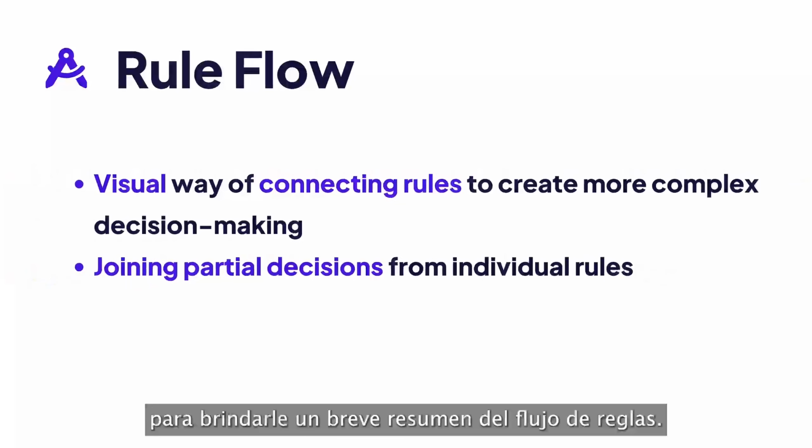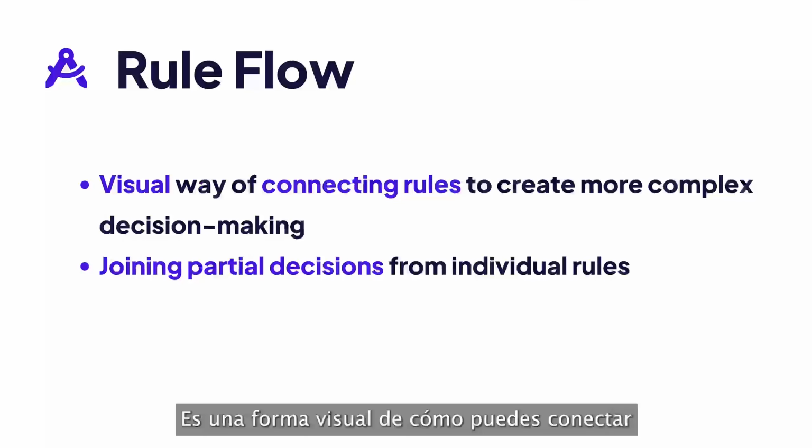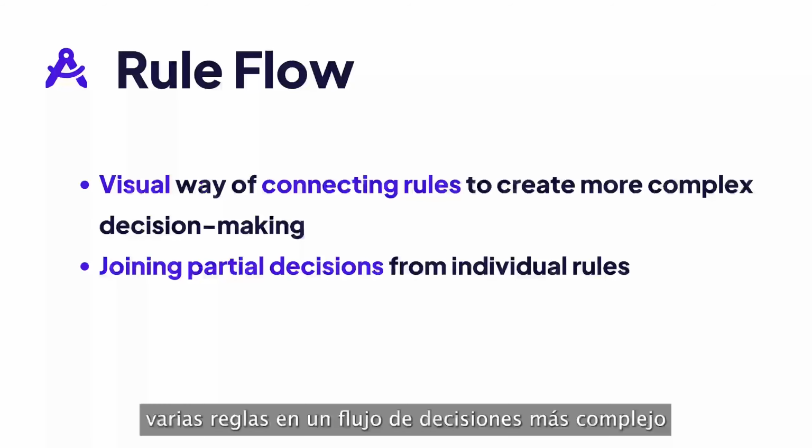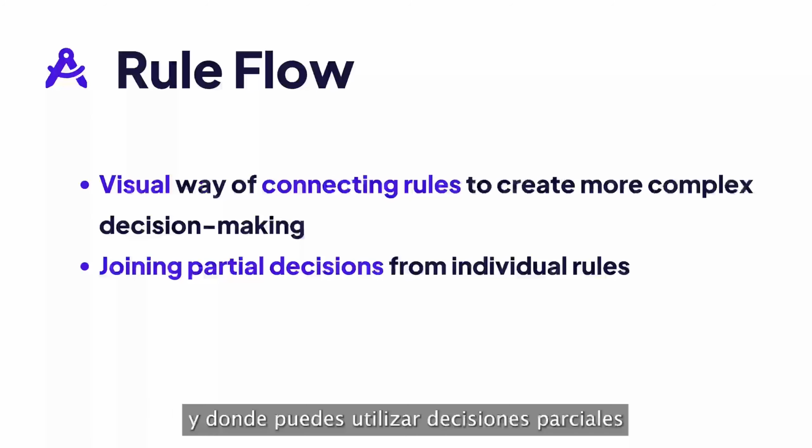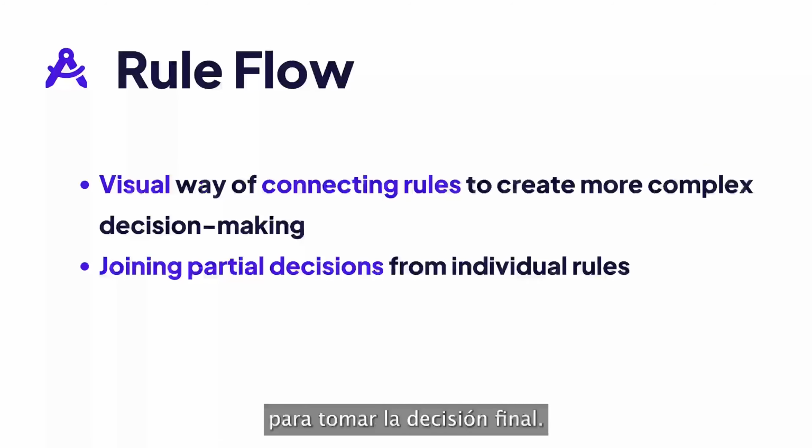To give you a brief summary on the rule flow, it's a visual way of how you can connect several rules into more complex decisioning flow. A place where you can use partial decisions from individual rules and combine them to make a final decision.